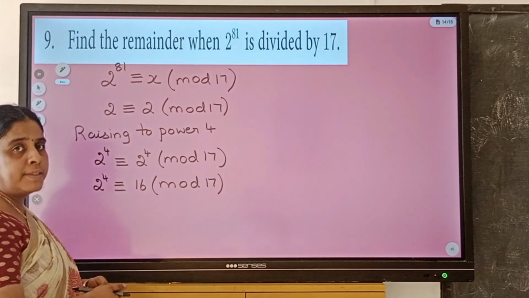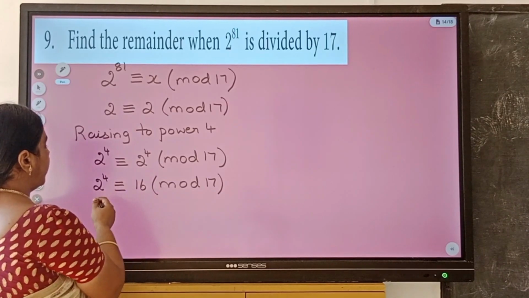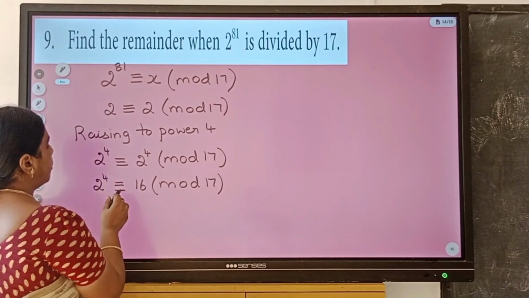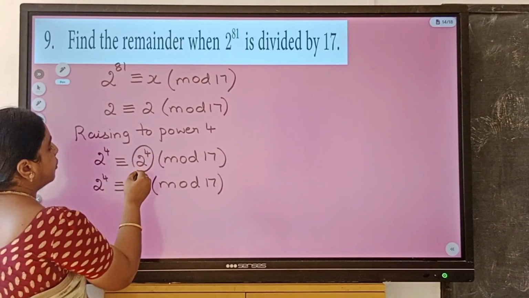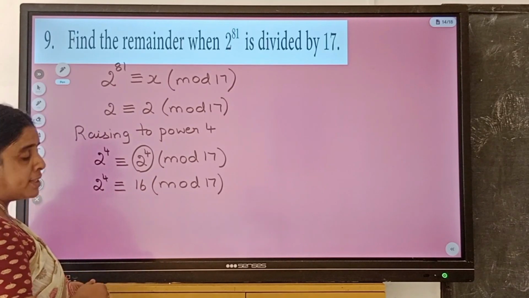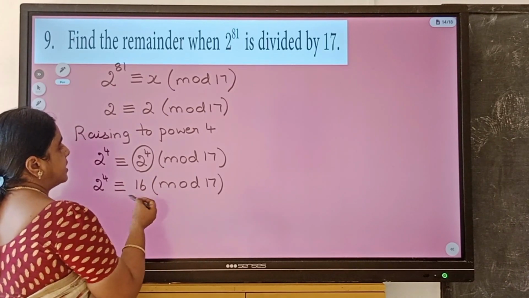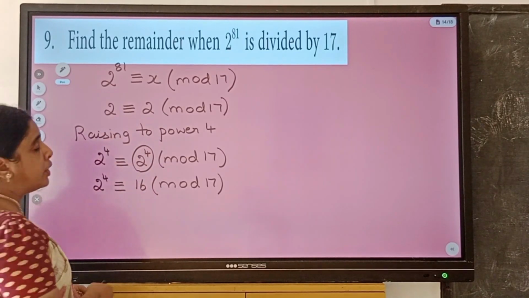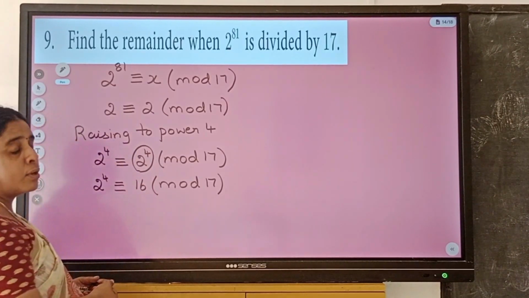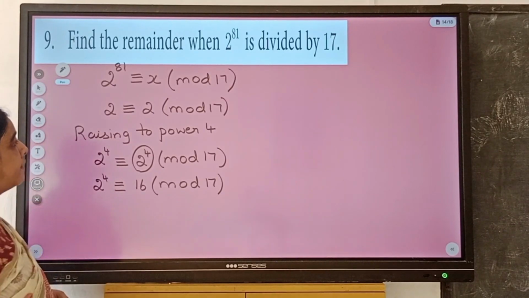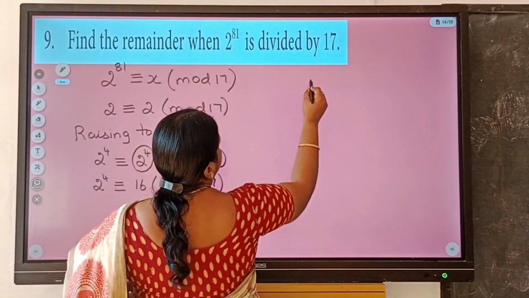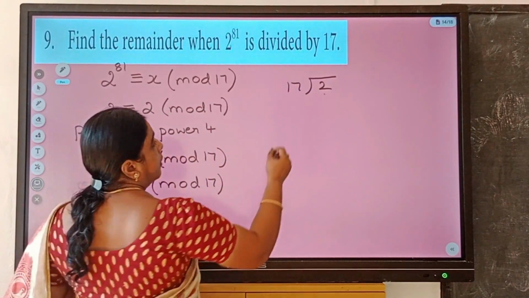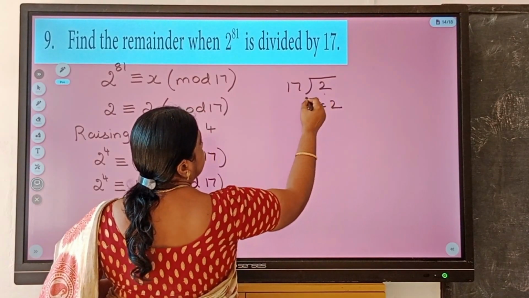Now we have raised this to the power 4, and I am keeping my left hand side as such. So 2 power 4 is congruent to 16 modulus 17. Now how can this statement be? Here I have written 2 is congruent to 2 modulus 17, and 2 power 4 is congruent to 16 modulus 17. When I divide 2 by 17, since this is a smaller number, my remainder is always going to be 2.